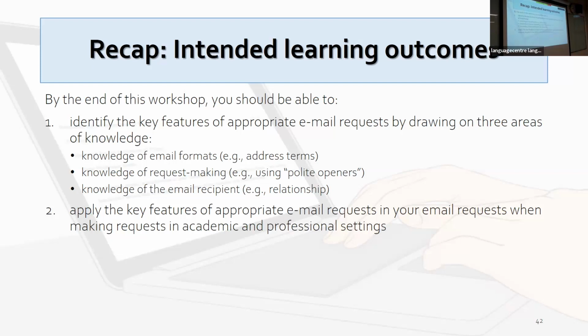I would like to close today's workshop by stating the intended learning outcomes again. I hope that by the end of this workshop, you are more able to identify some key features of appropriate email requests, like the use of polite openness and the consideration of the relationship with your recipient, and also apply them to writing or revising email requests before you send them to your lecturers or to someone senior to you.